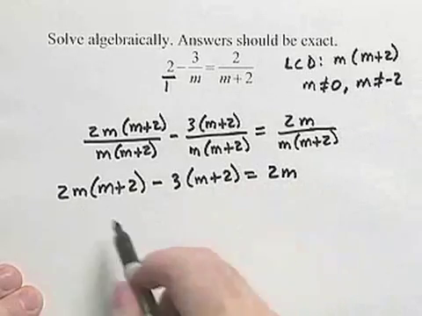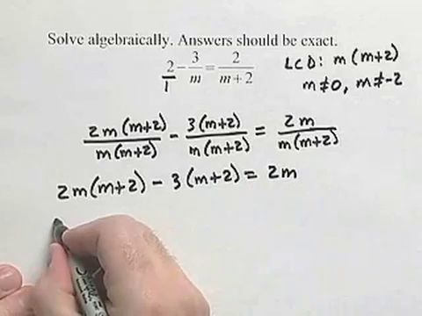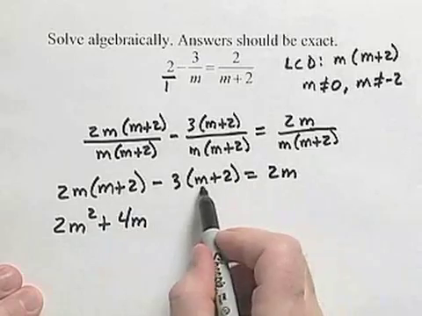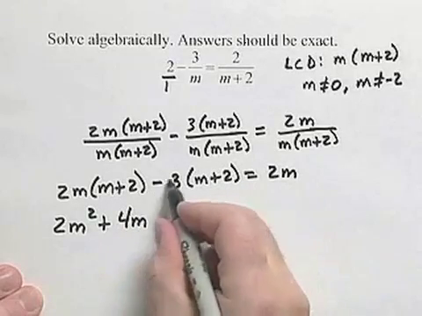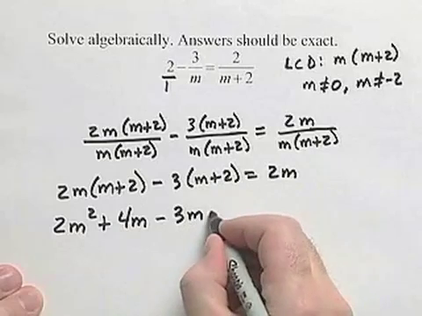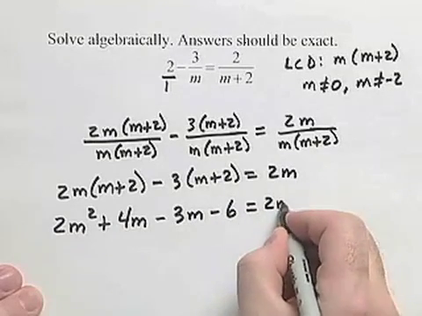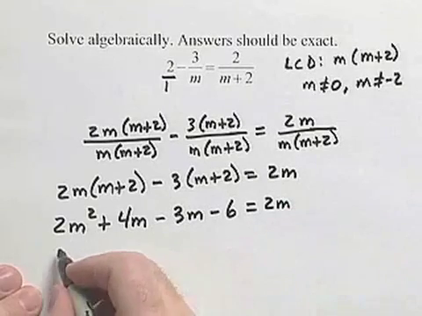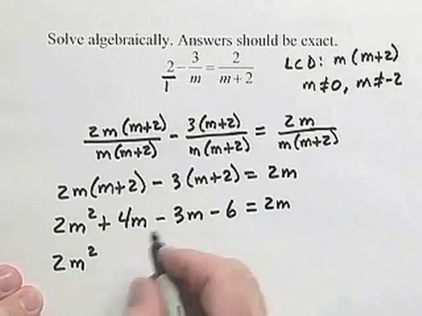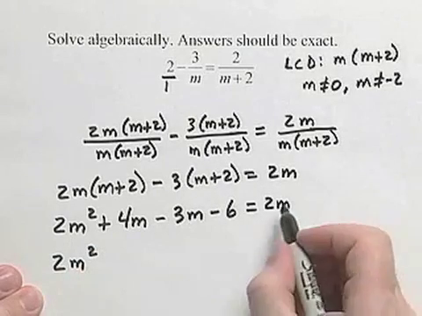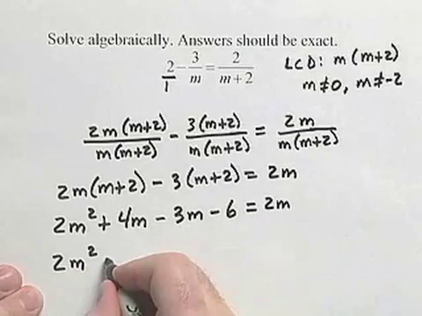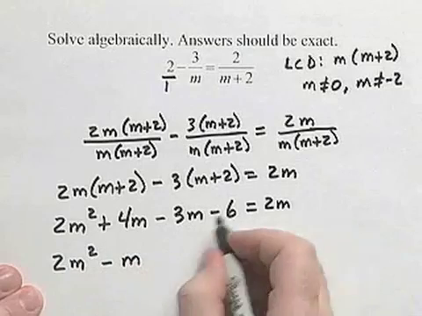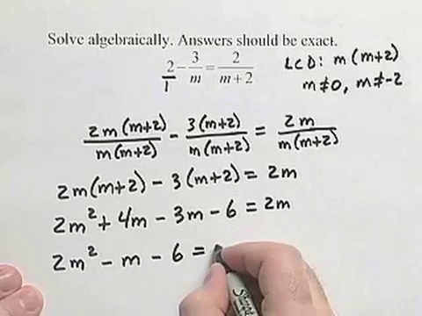Now we need to simplify both sides, so we're going to distribute 2m. We'll get 2m squared plus 4m. And here we're going to distribute again. Make sure you distribute the negative. So we'll have minus 3m minus 6 equals 2m. We'd like to get everything into one side, make the right-hand side equal 0. So we'll have 2m squared, 4m minus 3m, and I'm going to need to subtract 2m from both sides. So we'll have 4m minus 3m minus 2m is negative m, and then minus 6, and that equals 0.